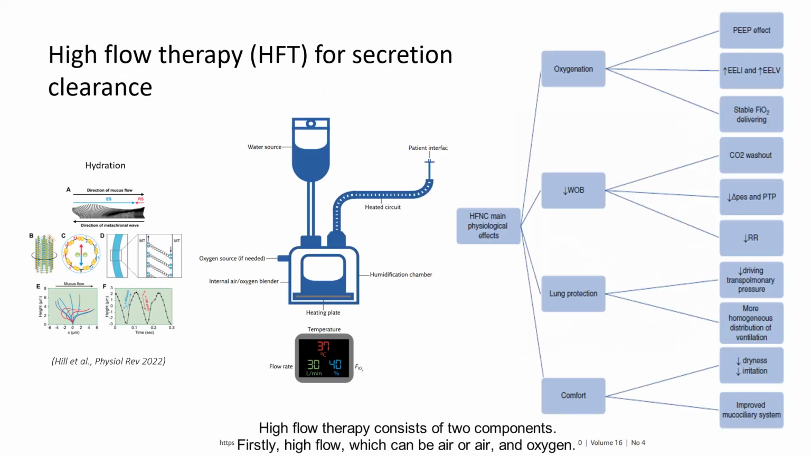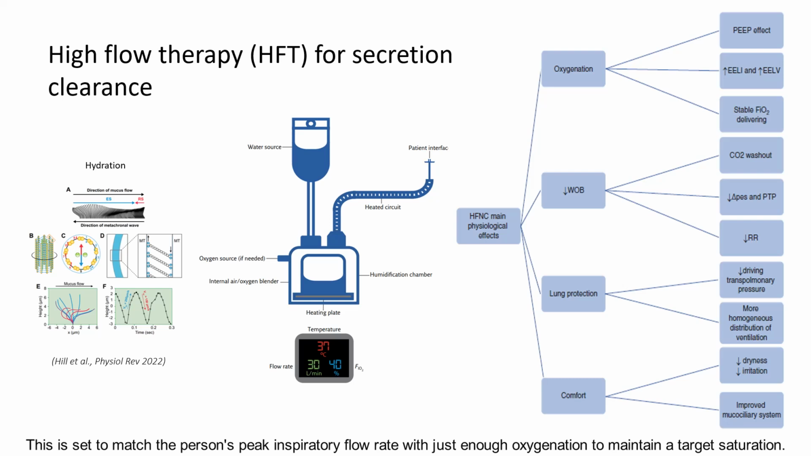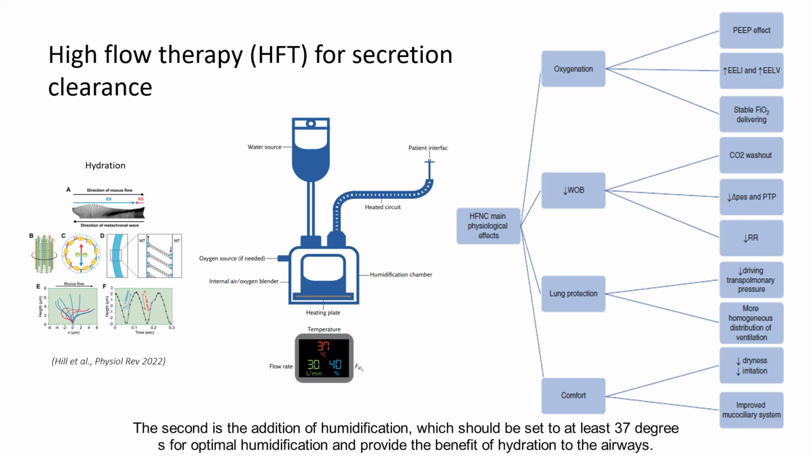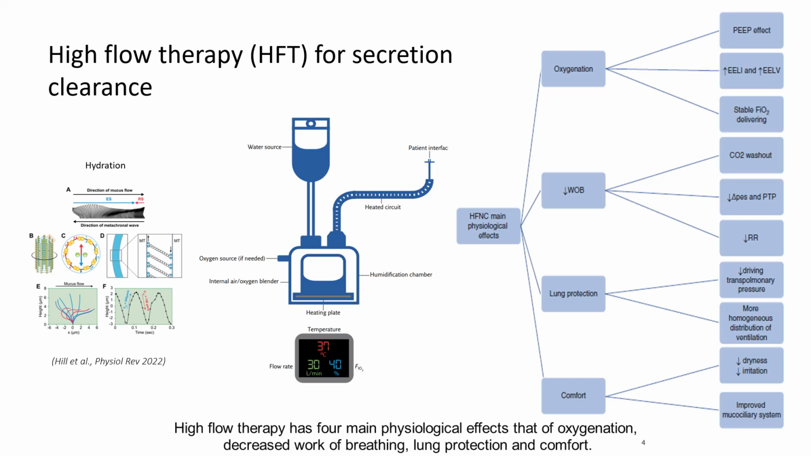High flow therapy consists of 2 components. Firstly, high flow, which can be air or air and oxygen. This is set to match the person's peak inspiratory flow rate with just enough oxygenation to maintain a target saturation. The second is the addition of humidification, which should be set to at least 37 degrees for optimal humidification and provide the benefit of hydration to the airways. High flow therapy has 4 main physiological effects: that of oxygenation, decreased work of breathing, lung protection and comfort.